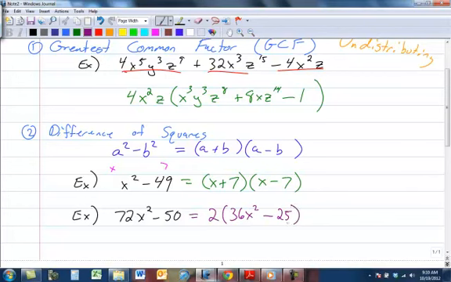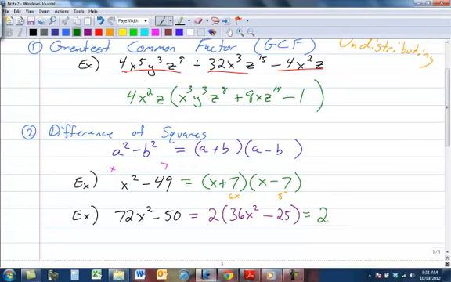We did the GCF first. Now look what's inside here. 36x squared. Is 36 a perfect square? Sure. X squared is also a perfect square. 25 is a perfect square. So if a squared is 36x squared, then what is a? A is 6x. Right? Think about it. A squared means what times itself? 6x times 6x is 36x squared. If b squared is 25, then what is b? B is 5.